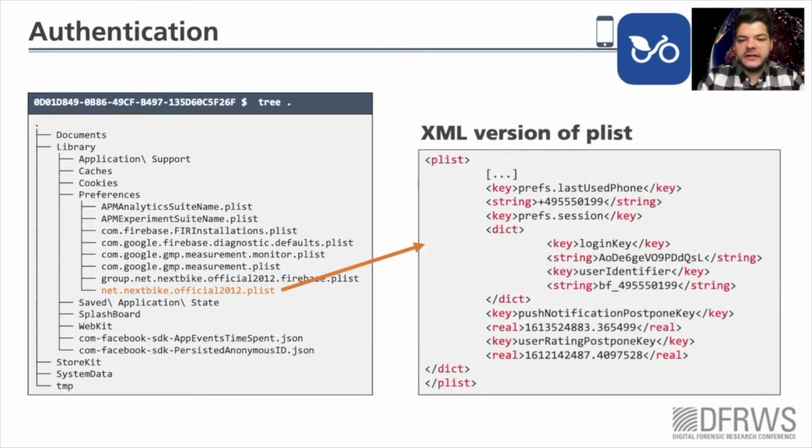Now, Nextbike, as an example, also has a plist file on iOS. And this plist file, if you decode it this way, contains a so-called login key. It also contains the phone number, as you can see here, but we're now interested in the login key. And this is actually the thing for Nextbike which you need to access the user's data, as we will see later. Oh, this rhymed.